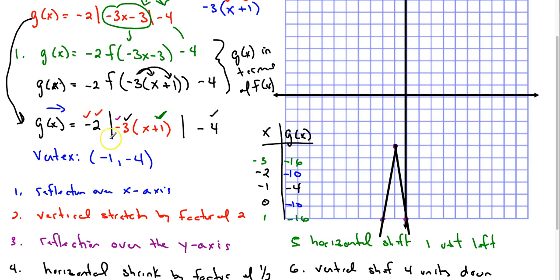One more piece to look at here. You could do it with the table, which I think is the safest bet. But if you notice, how do I get from my vertex to the next point? I'm going to go down 1, 2, 3, 4, 5, 6, and right 1. So I kind of have a slope of -6. If you look at the coefficients here, g of x is equal to -2 times the absolute value of -3, x plus 1.